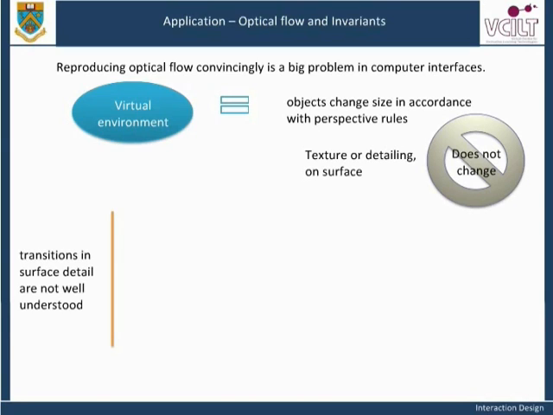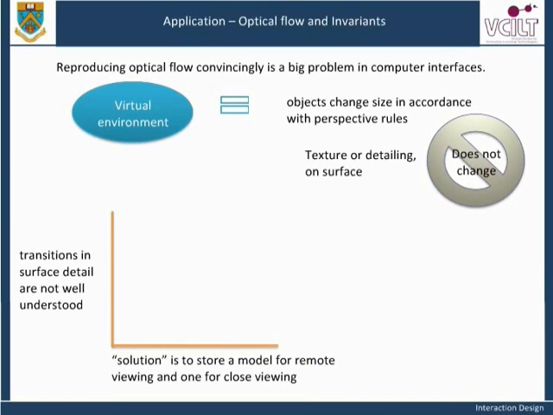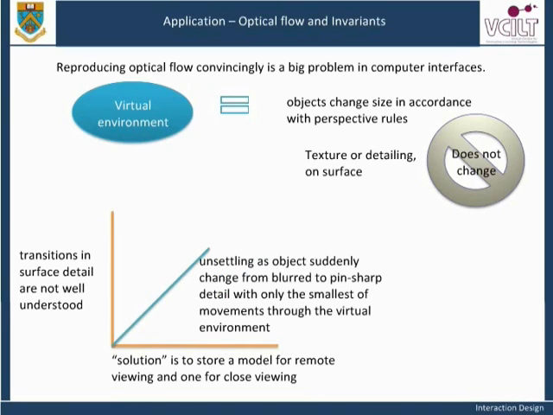The transitions in surface detail are not well understood, and quite often, the solution is to store a model for remote viewing and one for close viewing. The resultant effect is unsettling as objects suddenly change from blurred to pin-sharp detail with only the smallest of movements through the virtual environment. This problem is called popping and can be seen in the images on the next slide.